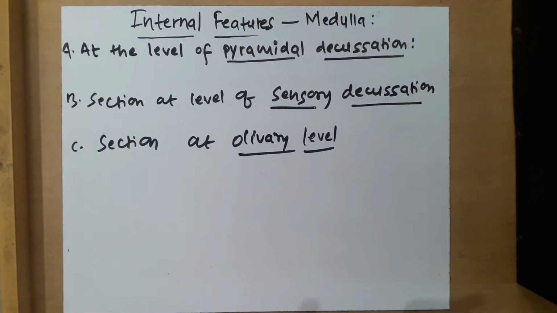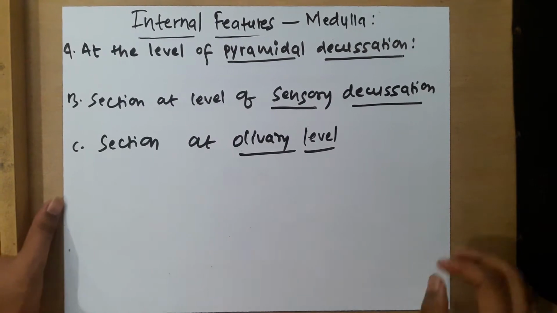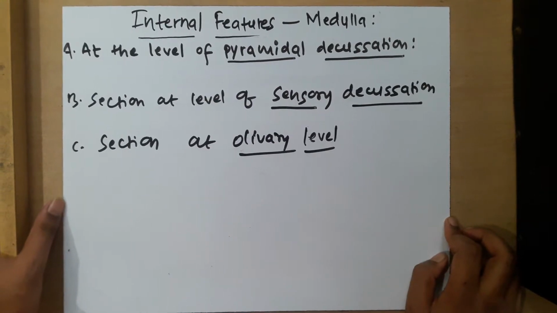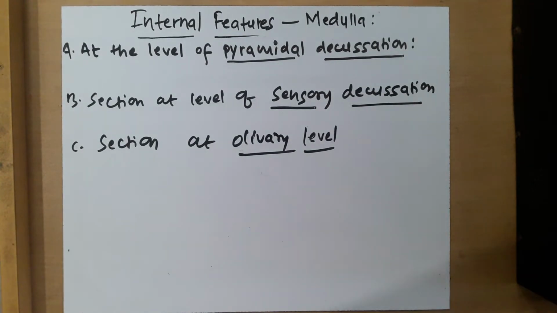So in this video we'll try to cover the internal features of the section at the level of pyramidal decussation. First we'll try to write the points, understand the points and features, and discuss the gray matter and white matter individually. Then we shall move towards the diagram. We'll draw a diagram through which you can locate all the points and features, and the diagram will help you to better understand the points.